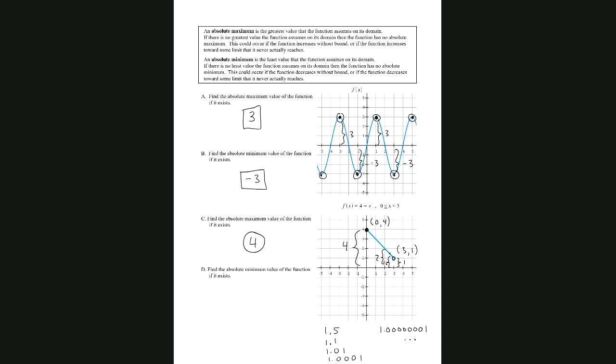For that reason, we would say DNE, or in words, does not exist. There's no one value that I can put down for the absolute min. I can't say 1, for example, because it never actually reaches 1.